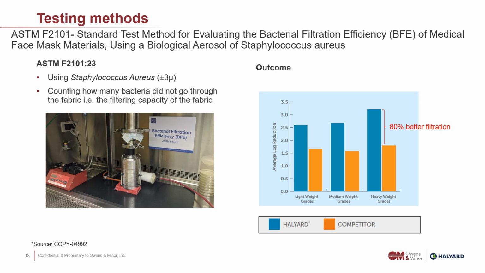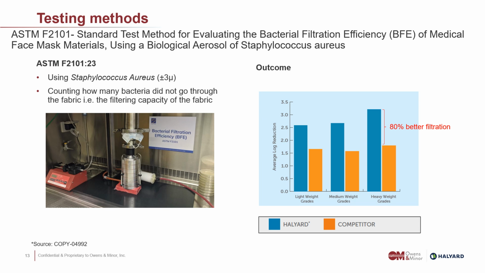What are you going to do here? You're going to spray an amount of Staphylococcus aureus on top of that mask, and then you're going to count how many bacteria did not come through. We've always expressed that in percentage in the past. Now we have been counting it in log reduction.